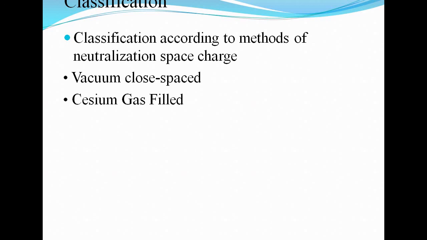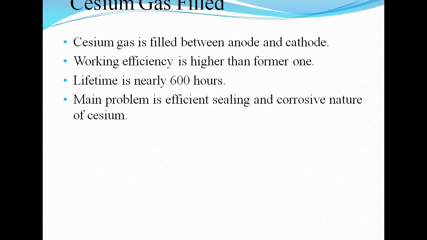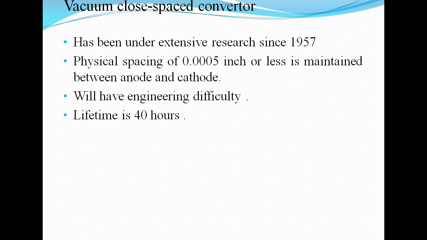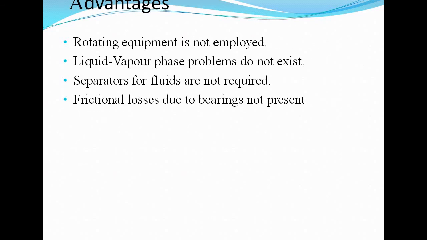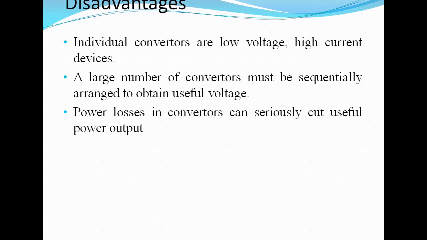Then these are the two types we have seen: vacuum closed and cesium gas filled. Cesium gas filled has more advantages than the vacuum closed converter. These are the overall advantages and disadvantages of thermionic converter.